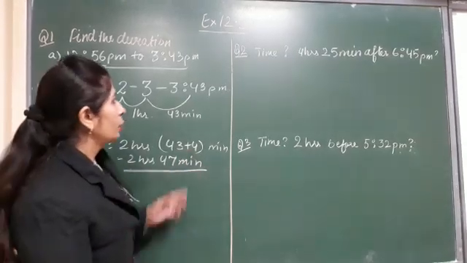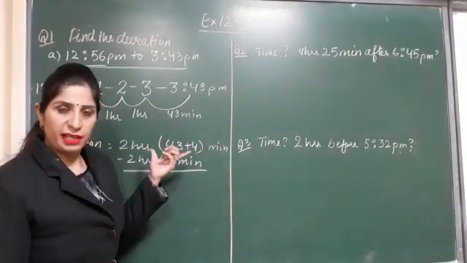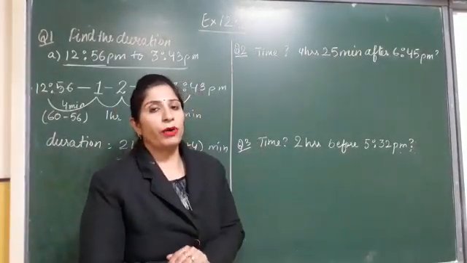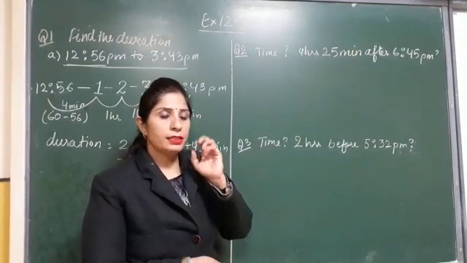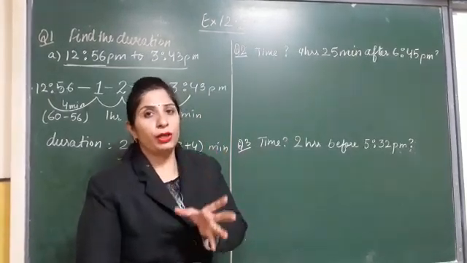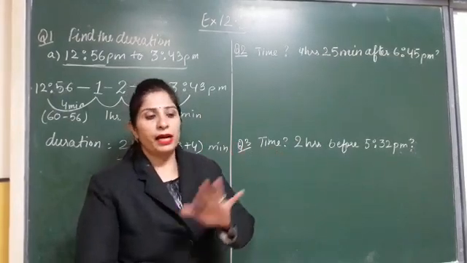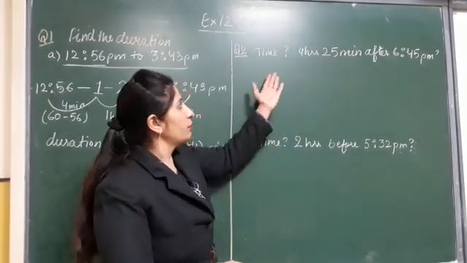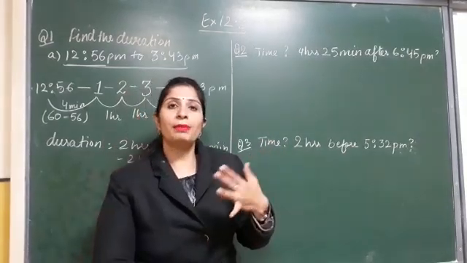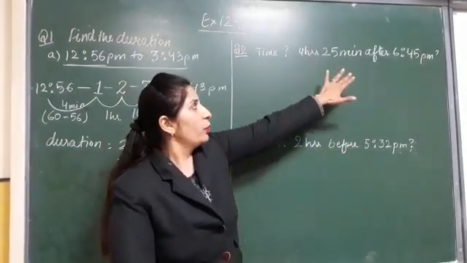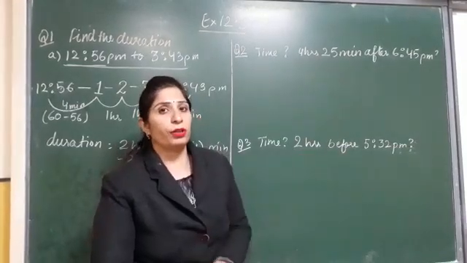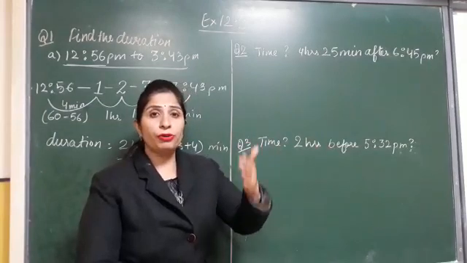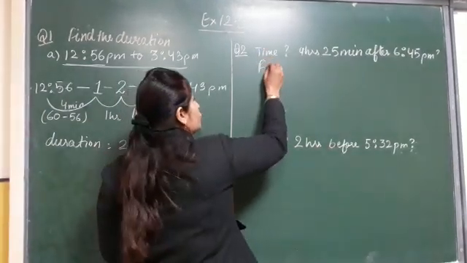So the B part you will also do in the same way. In question number 2, now here you need to find out the starting time, finish time, or duration, whatever is asked, you will be doing in the rest of the exercise. Like in question number 2, it has been asked what will be the time 4 hours 25 minutes after 6:45 p.m. After means you need to find out the finish time.